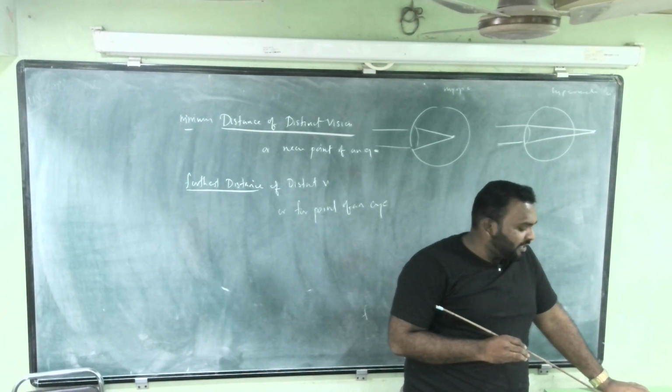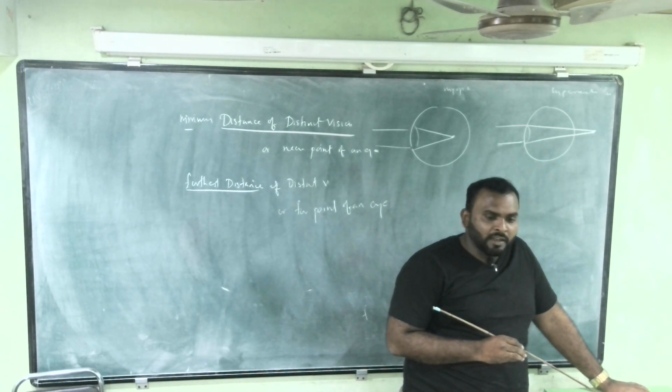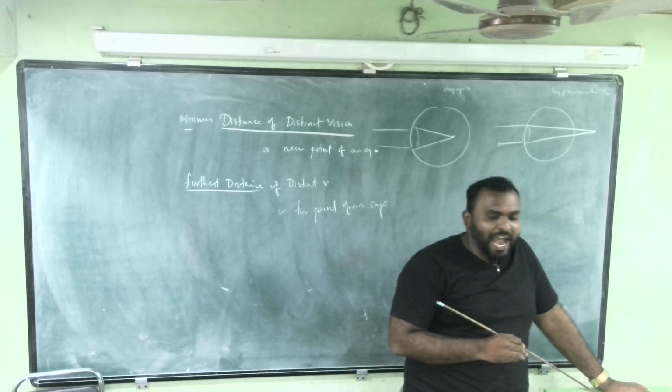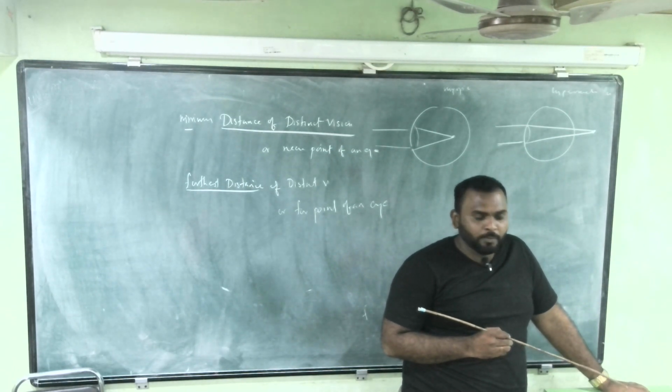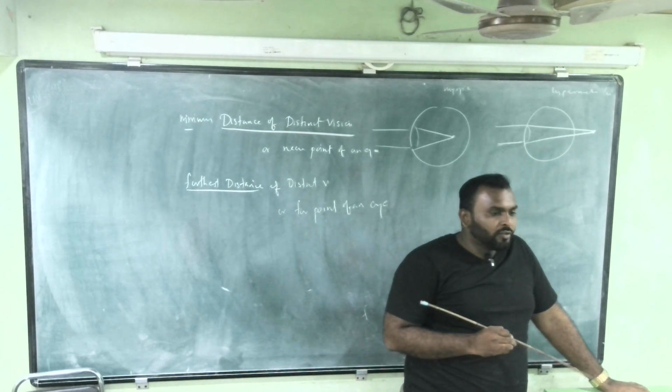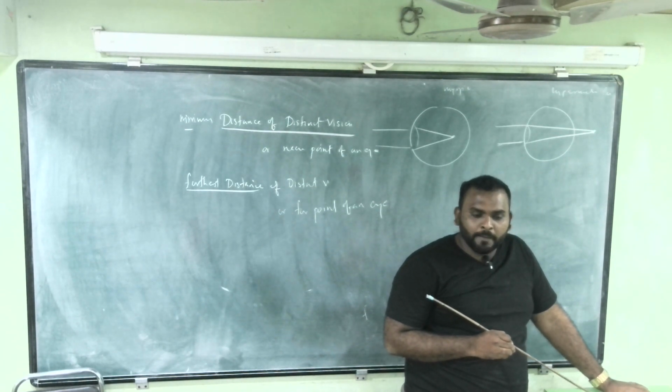So what is the concave lens doing? It is diverging the ray of light and then again it is converged by the eye lens so that the image is formed exactly on the retina. In hypermetropia, look, the first one is a normal human eye.